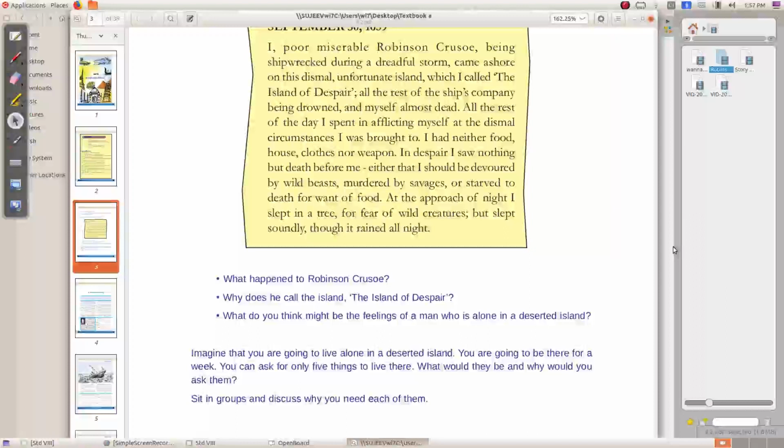I think now you can explain well what happened to Robinson Crusoe. Why does he call the island the land of despair? What do you think might be the feeling of a man who is alone in a deserted island? We cannot understand that because we have never been like that. So think of that question again. What do you think might be the feeling of a man who is alone in a deserted island?